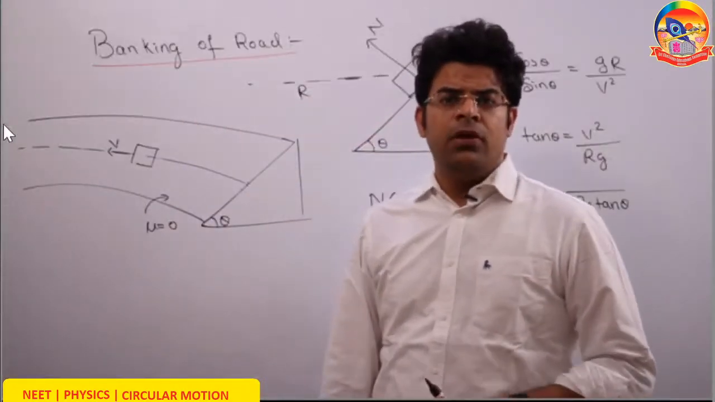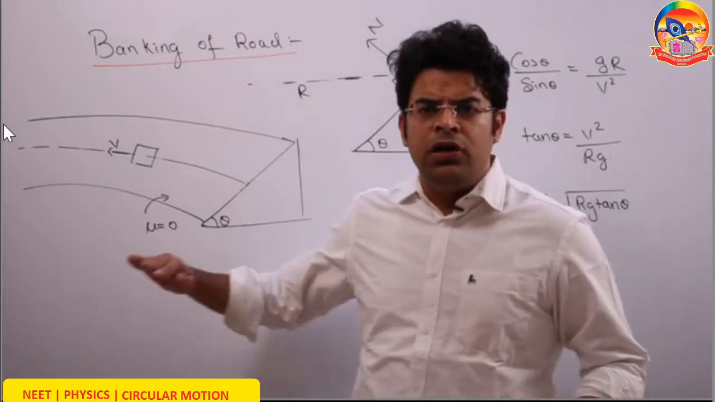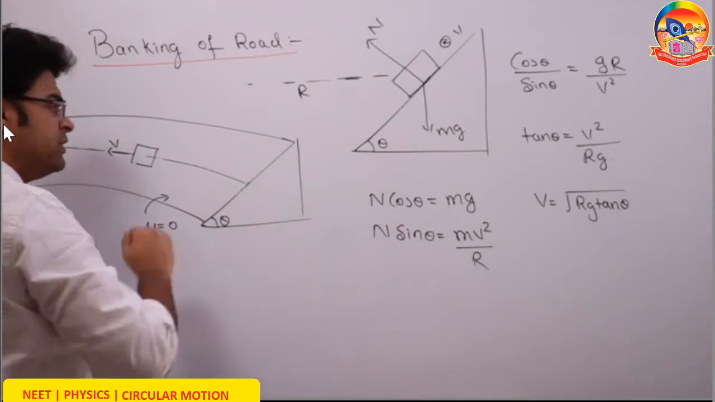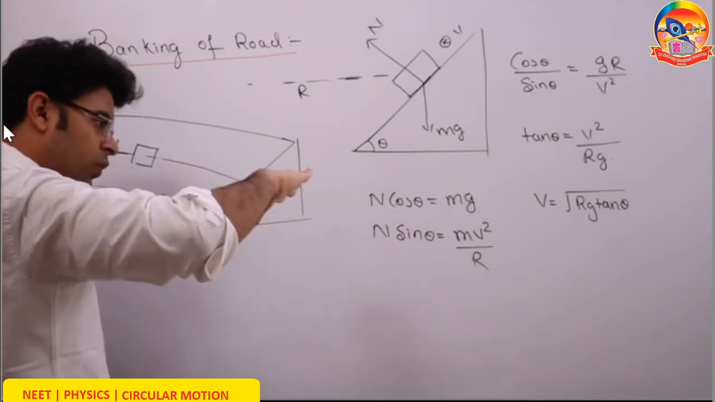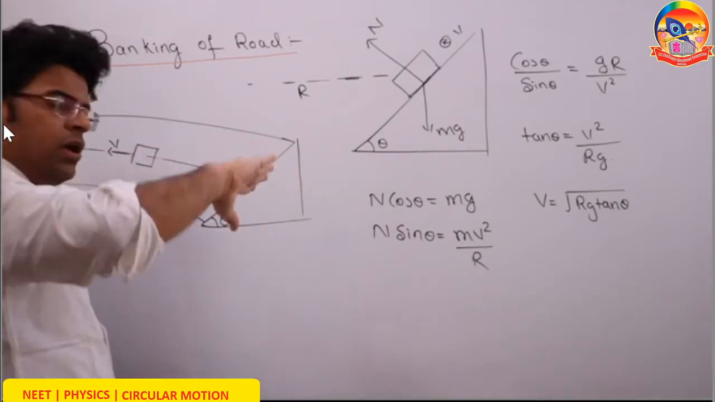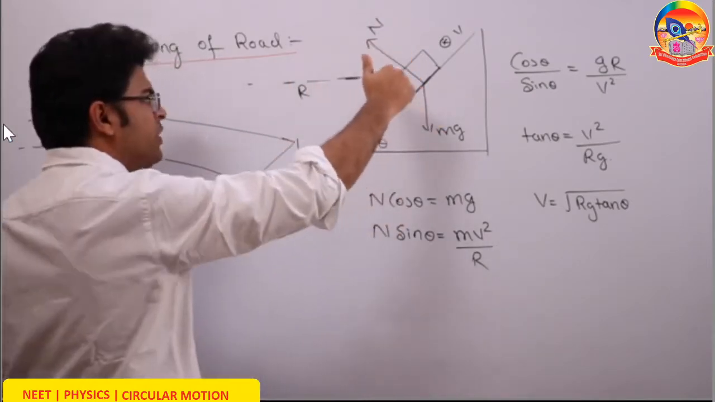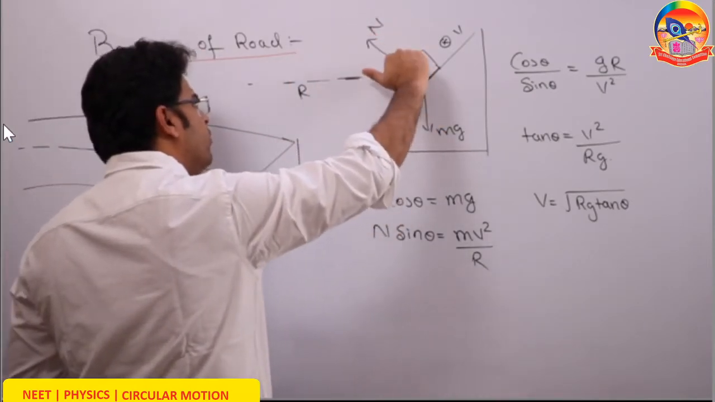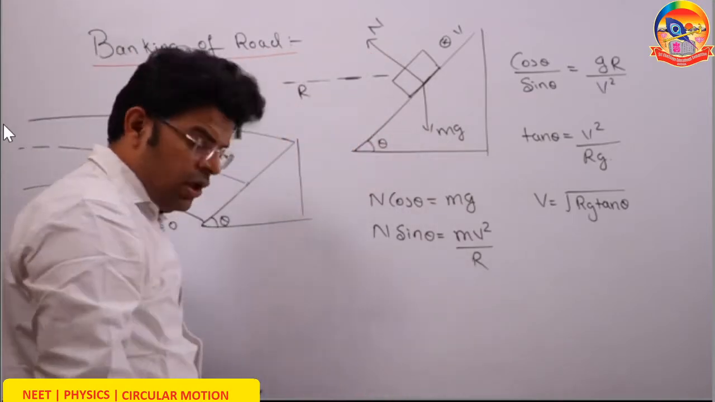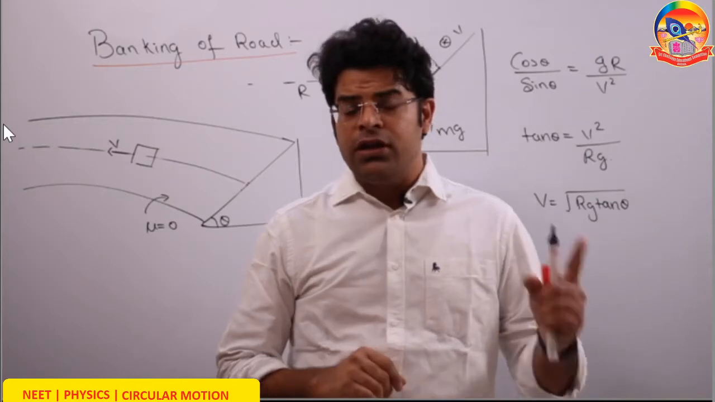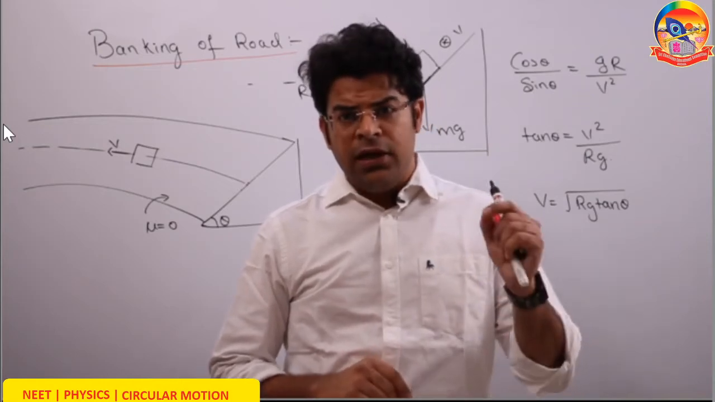Banking of road. Have you ever observed that on a turn, the outer side of the road is at some height compared to the inner side, giving the whole road some angle? Because of this angle, when the normal force acts on the vehicle, one component of the normal provides the required centripetal force. Now here we will first talk about a hypothetical case.